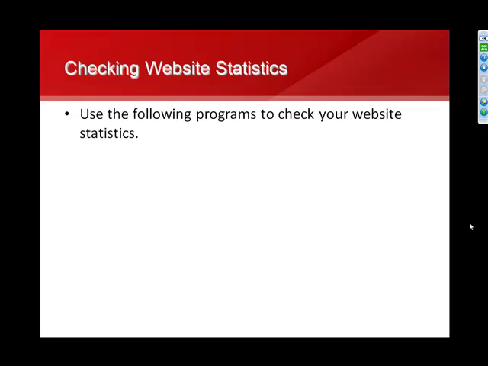So the first thing you want to do is here's a list of some programs you can use to check your website stats. The first one is called AW Stats, and Webalizer is another one, and then Google Analytics. And the good news for you is that all of these programs are actually free to use. So it doesn't cost you anything to use these programs.